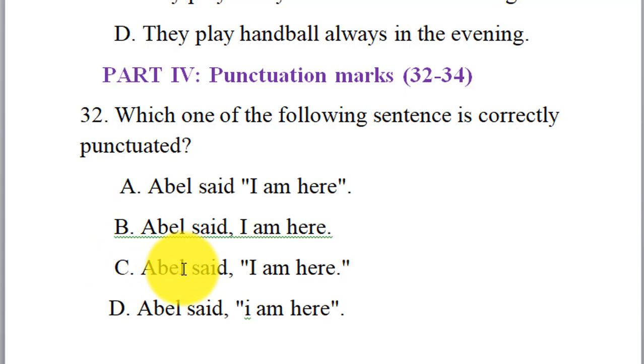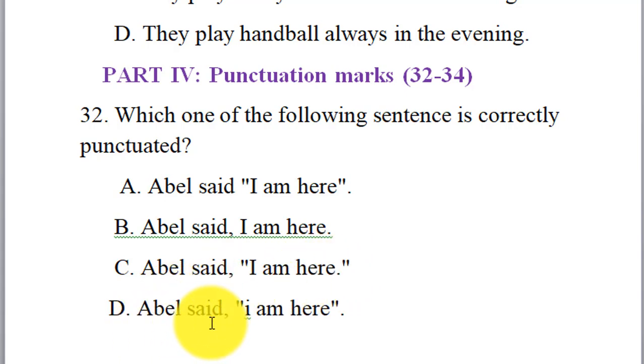When there is direct speech, a direct statement, there is a comma after the reporting verb to separate the statement from the reporting verb, and the direct statement is always enclosed in double quotation marks. The full stop, the exclamation mark, and the question mark are inside the double quotation marks. This is the way, please.